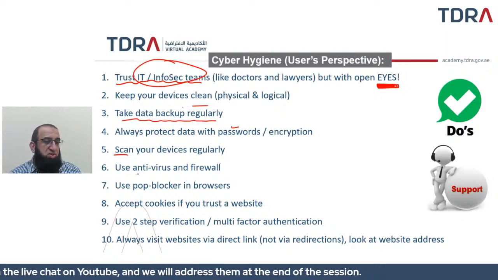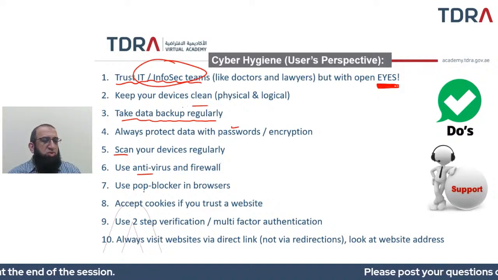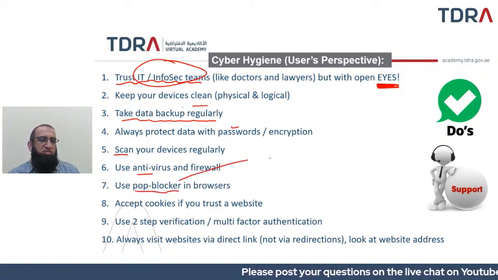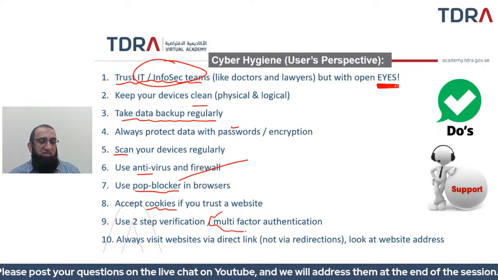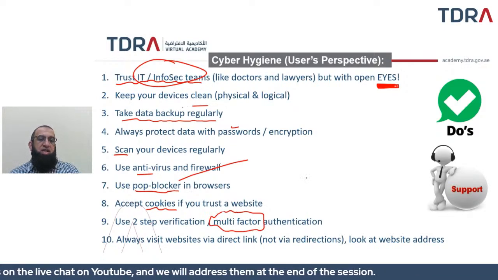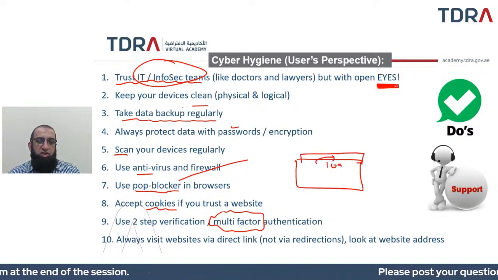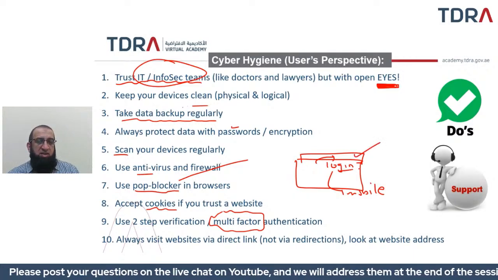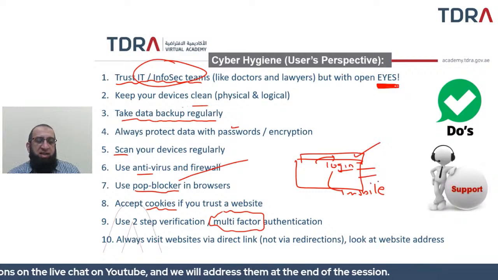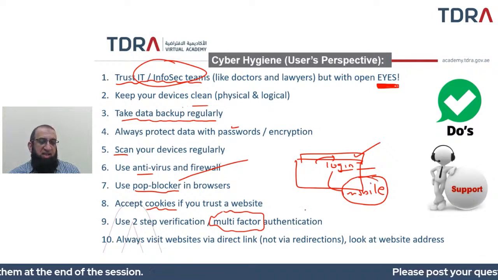Scan your devices. Use a good antivirus and a firewall that you can have on your mobile and your laptop. Try to use pop-up blockers, because this is where most of the spam or fake websites jump in. Accept cookies only if you trust them. Prefer to use multi-factor authentication. For example, when you log in to your Instagram or Twitter or any account, it should send a code to your mobile or email. So if someone finds out your email address, login and password, he or she cannot log in unless it is authenticated again. So having multi-factor authentication is highly recommended.